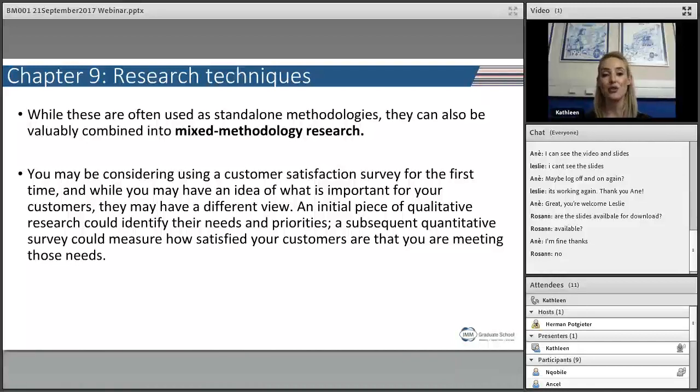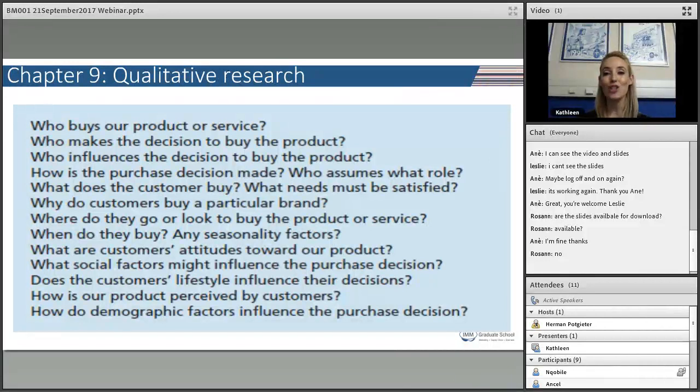You may be considering using a customer satisfaction survey for the first time, for example. And while you may have an idea of what is important to your customer, they might have a different idea of what's important to them. So initially, you would go about conducting qualitative research to find out more about your customer and the particular topic. And once you found out more, then you would have the necessary information to construct a quantitative research technique to go along with it.